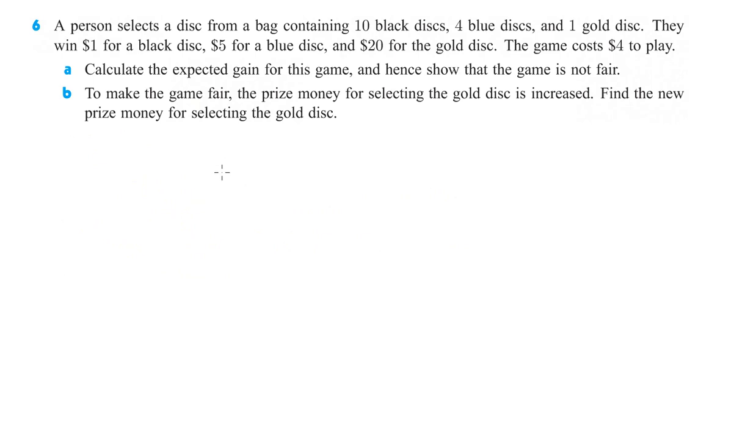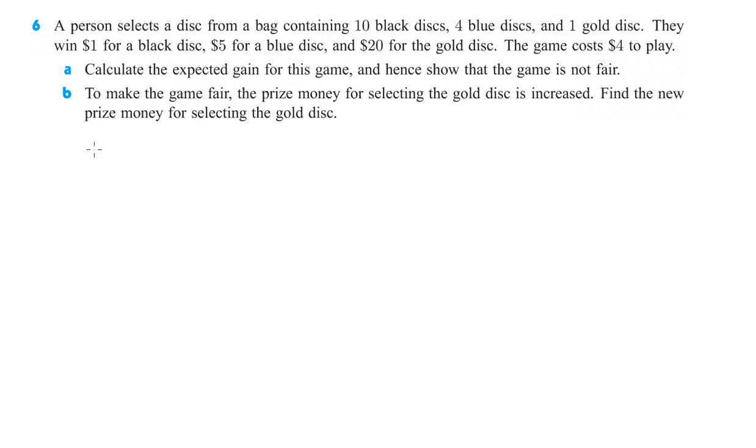Number 6: a person selects a disc from a bag containing 10 black discs, 4 blue discs, and 1 gold disc. They win $1 for a black disc, $5 for a blue disc, and $20 for the gold disc. The game costs $4 to play. Calculate the expected gain for this game and hence show that the game is not fair.